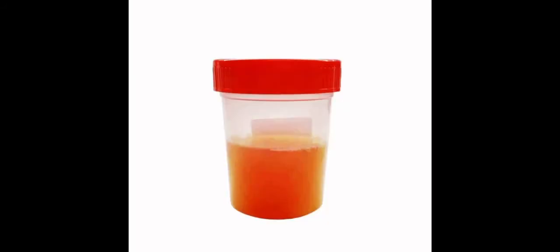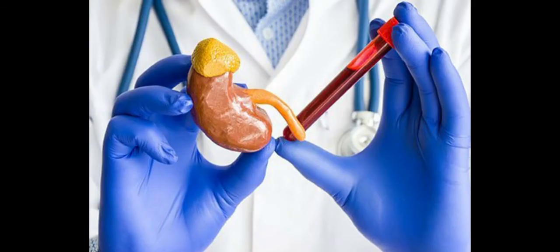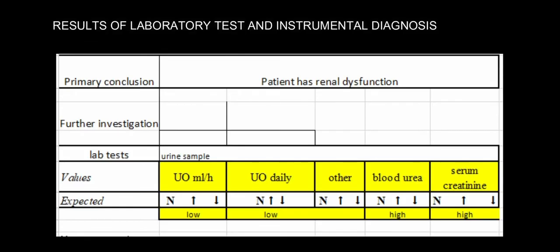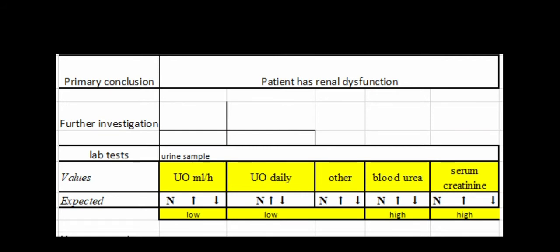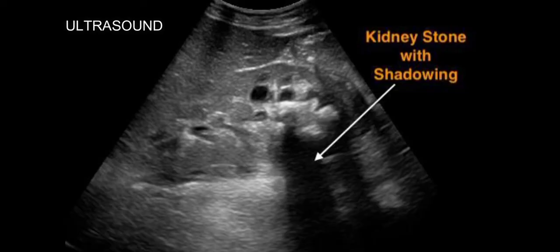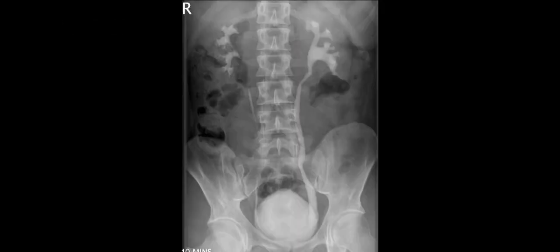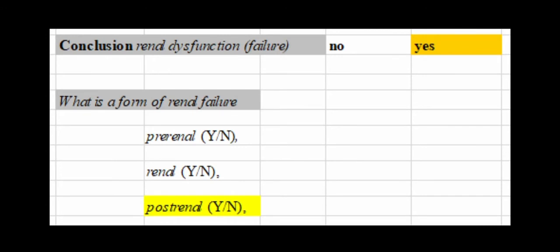We will ask the patient to urinate first in the urine sample container and withdraw a small amount of blood to be sent to the laboratory. From the lab result, we can see that the patient has a low level of urine output hourly and daily. There is also a high level of both blood urea and serum creatinine. In conclusion, the patient has renal dysfunction. The form of renal failure is post-renal failure, as the patient has the presence of stones together with the lab test that shows the indicator for post-renal failure.